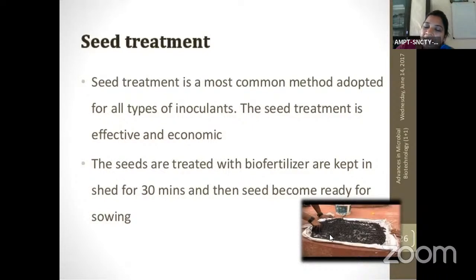First, spread the gunny bag. On top of that, spread the seed you want to treat. Then add the biofertilizer, carrier-based or liquid, on top of the seed. And add 10% of any sticker to stick the biofertilizer on the surface of the seed. Then mix the biofertilizer with the seed so that it makes a coat on the seed surface, and leave it for 30 minutes under strict shade. Then you can sow immediately in the field.